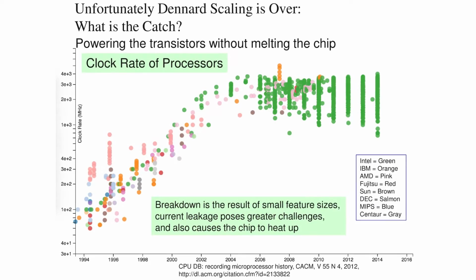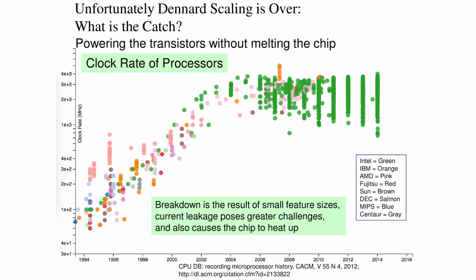Unfortunately, Dennard scaling has some problems. As the feature size gets smaller, it leads to current leakage, and it causes the chip to heat up. So as we continue to reduce the feature size with Moore's law, we can't achieve the same things that Dennard was talking about in terms of increasing the performance, keeping the voltage, keeping the power the same.